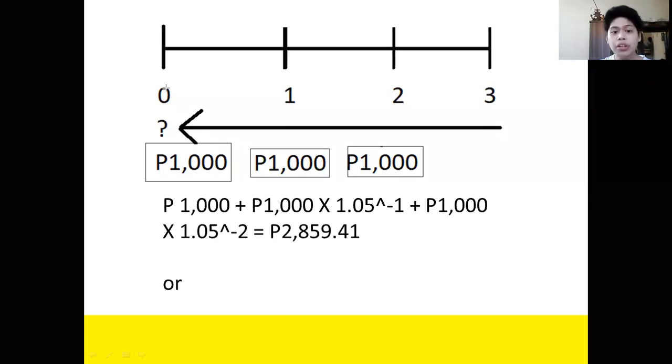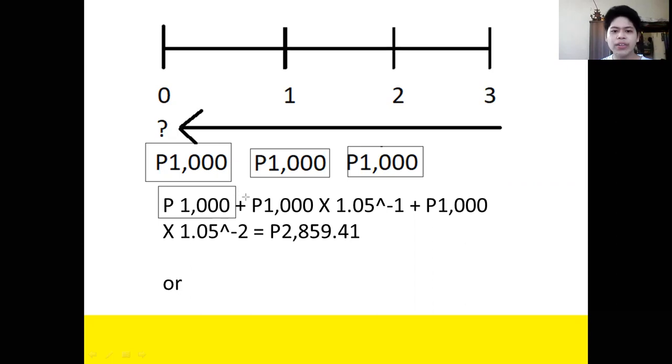Is there a period that elapsed? The answer is none, because starting today or starting now, you will already receive the 1,000 pesos. So there is no period that elapsed. So the period is 0. So ano yung effect niya? 1,000 pesos times 1.05 raised to 0. Or in short, 1. Okay?